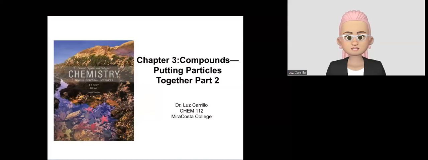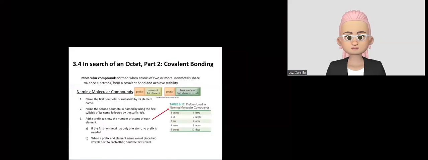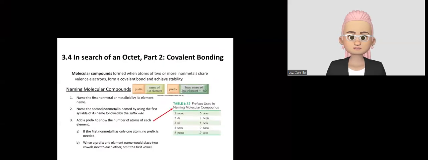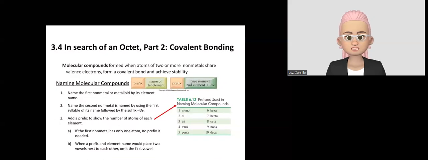In this video, we're going over the concepts of chapter 3, which is titled Compounds, Putting Particles Together, Part 2. Throughout this video, we will be going over sections 3.4 through 3.7. In part 1, we learned how to name ionic compounds. We learned how to go from name to chemical formula and from chemical formula to name.